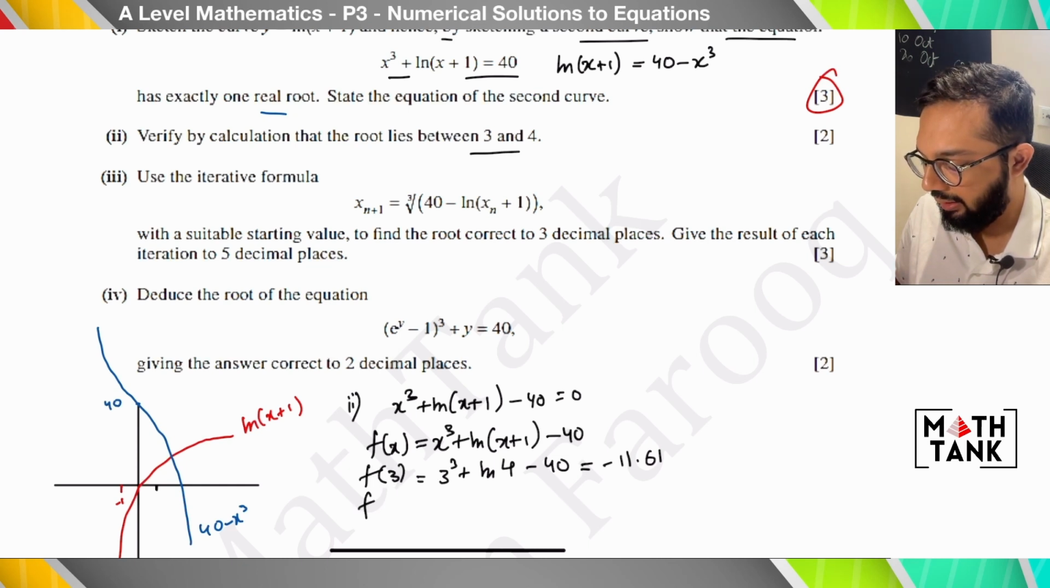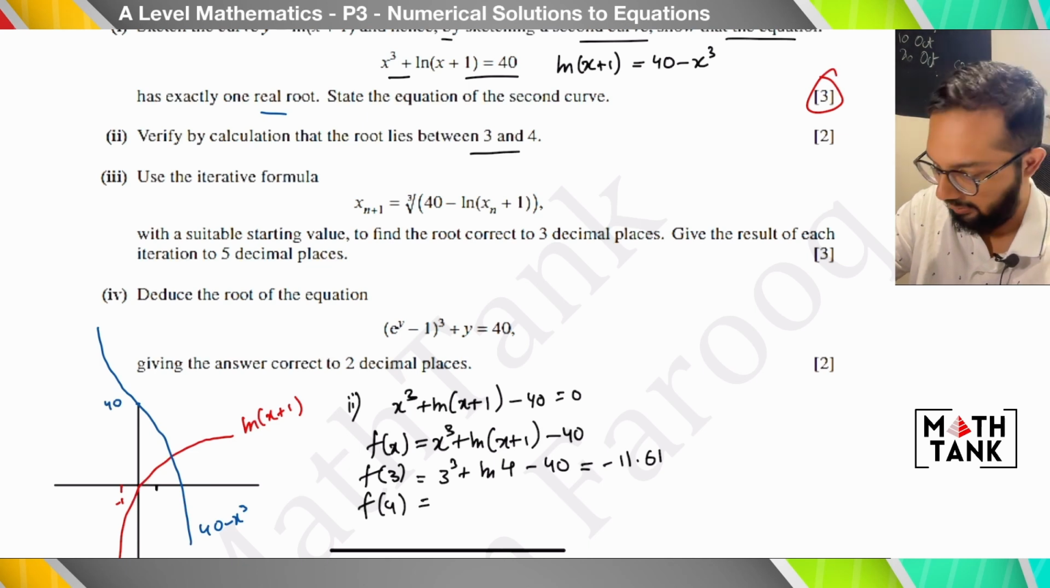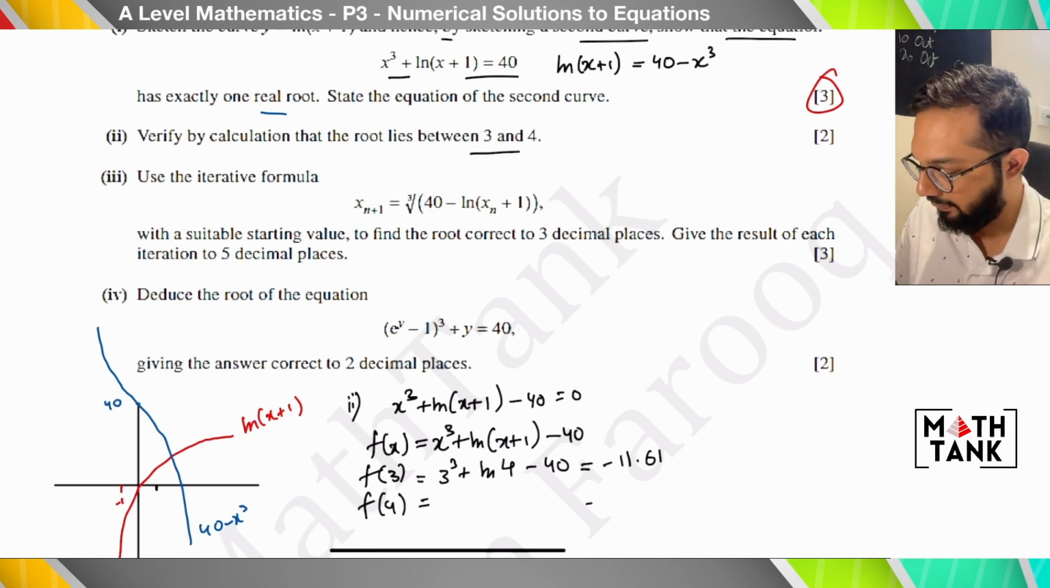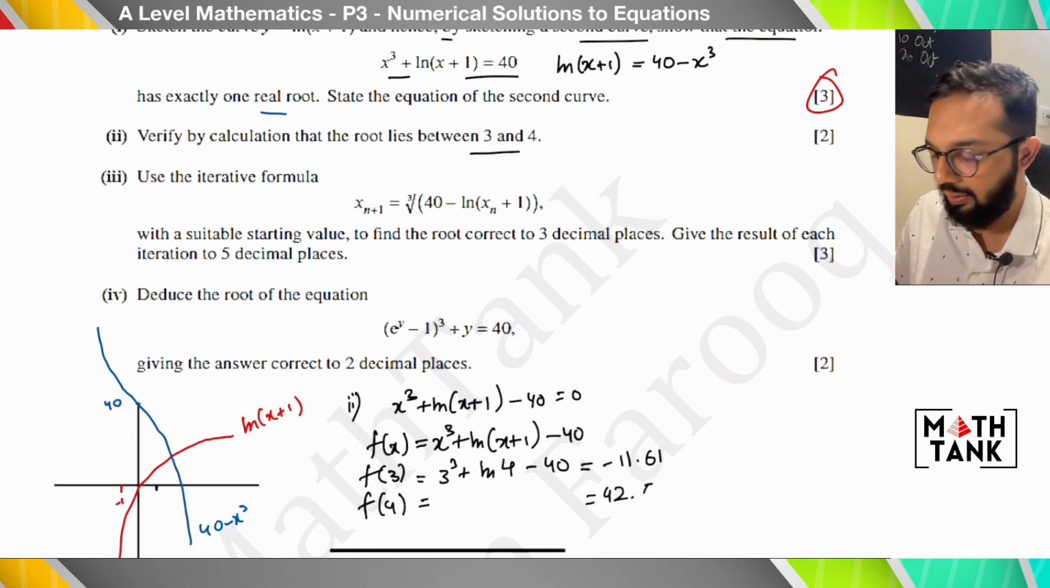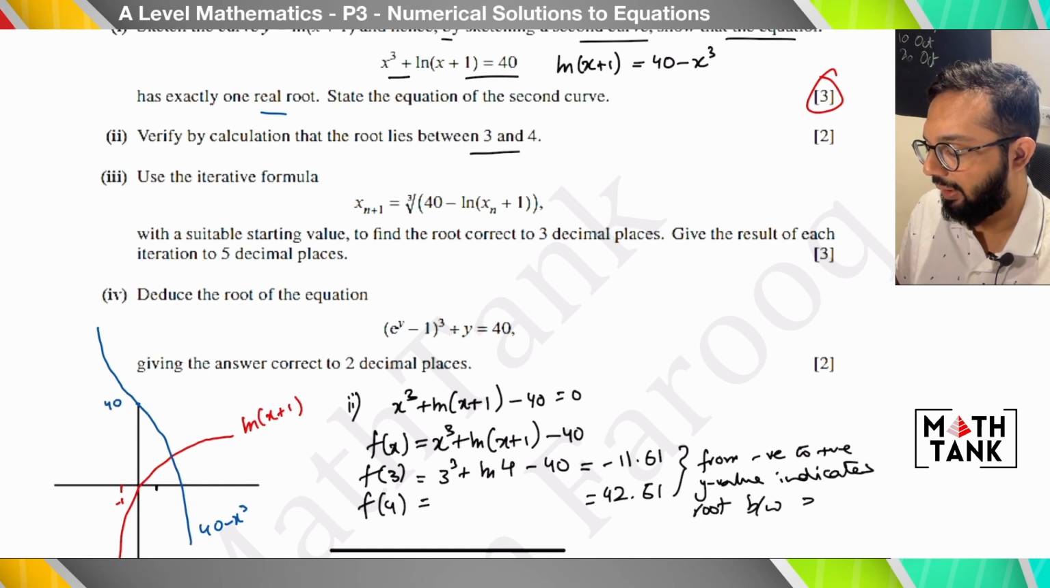That's f of 3. f of 4 is 4 cube plus ln 5 minus 40, and that's 42.61. So from negative to positive, a sign change in the y value indicates a root between 3 and 4.